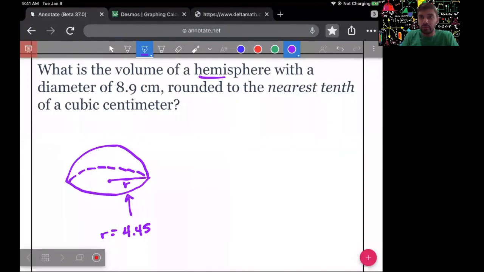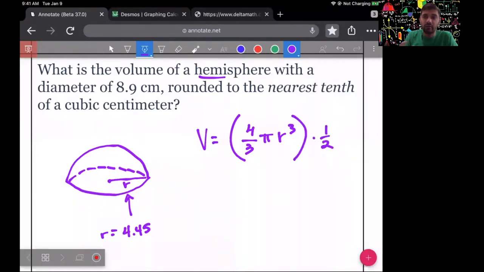Now what I want to do is just use my formula here, but let's be careful now. So there's a couple of things we have to pay attention to. Like I said earlier, 4/3 pi r to the power of 3. That's the volume of a sphere. I need to determine a hemisphere. That's half of it, not the full one. So what I'm going to do is multiply all of this times 1/2 to get half of that value of a sphere.